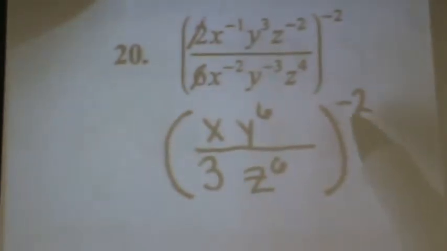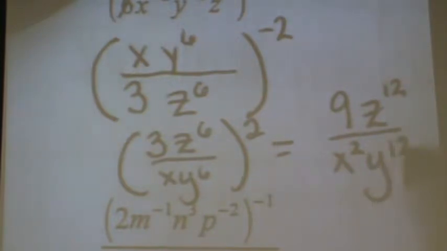Now, what you can do is flip this whole thing. So you have 3z to the 6th over x y to the 6th, and then you're going to square the whole thing because you made it a positive 2. So if we square this whole thing, 3 squared is 9, and then we have z to the 12th over x squared y to the 12th.